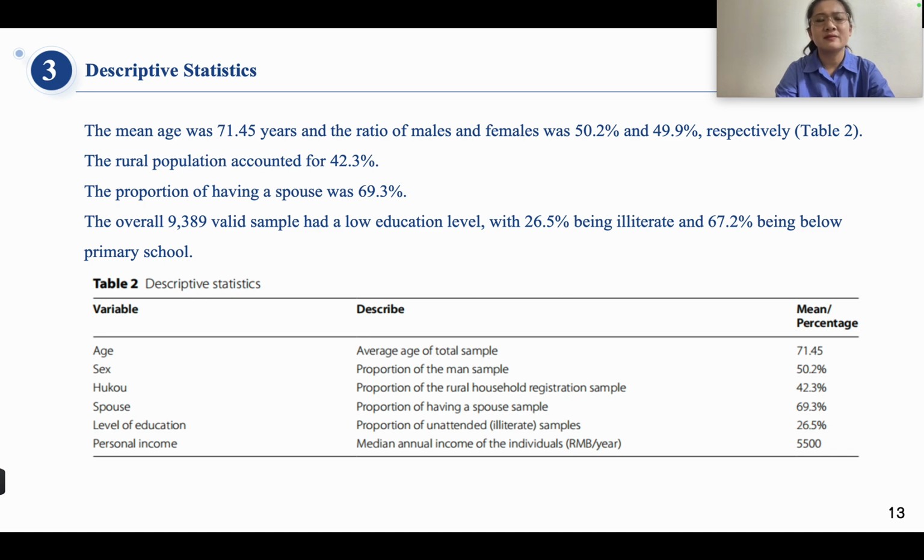The mean age of these samples was 71.45 years, and the ratio of males and females was 50.9% and 49.2%, respectively. The rural population accounted for 42.3%. The proportion of having a spouse was 69.3%. The overall 9,389 valid samples had a low education level, with 26.5% being illiterate and 67.2% being below primary school.